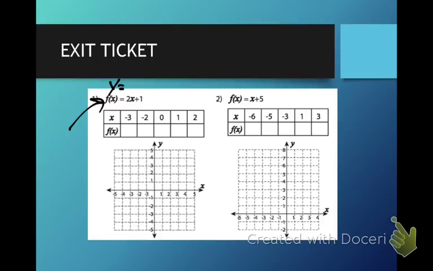You're just using these 2 graphs. You need to try these 2, see if you get them correct. Check them with me once you're done, because guess what? Those are going to help you on your worksheet. Your worksheet is going to be worksheet number 14 when you have completed this exit ticket.